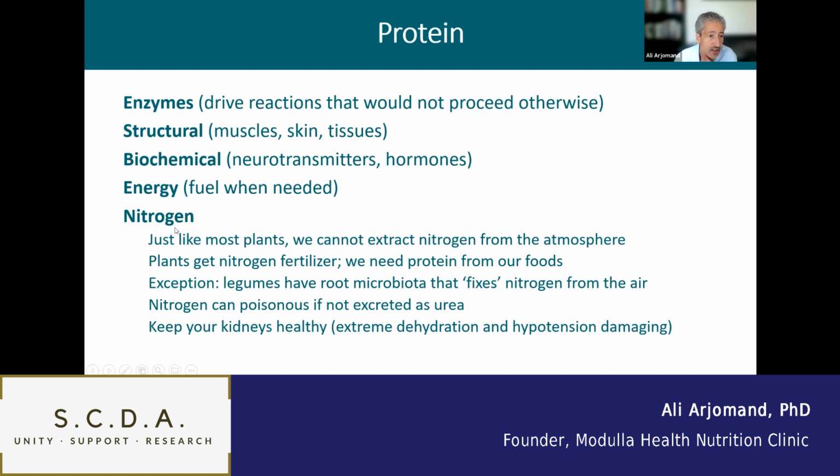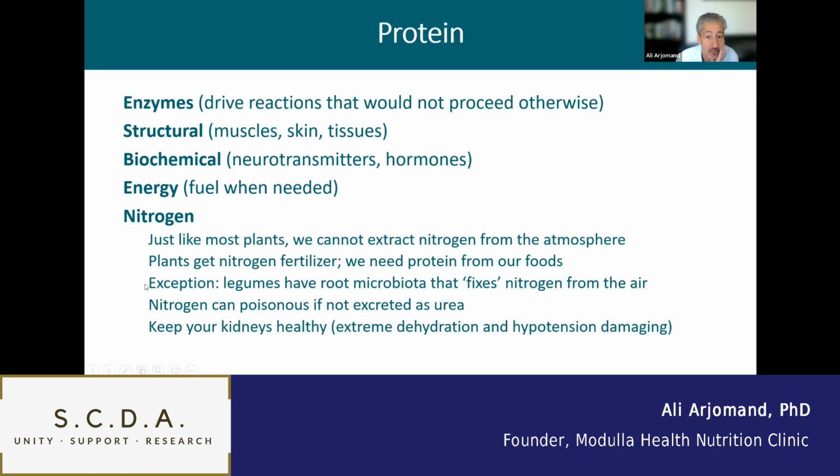Yeah, and nitrogen is the key nutrient here. So just like most plants, we cannot extract nitrogen from the atmosphere. Nitrogen is essential, and we cannot get it from the atmosphere, even though 80% of the atmosphere is nitrogen. Plants get their nitrogen through fertilizer, right? We need protein. That's where we get our nitrogen. Now, there is an exception. Legumes have their own root microbes, and they help pull nitrogen out of the air. That's why legumes are pretty amazing.